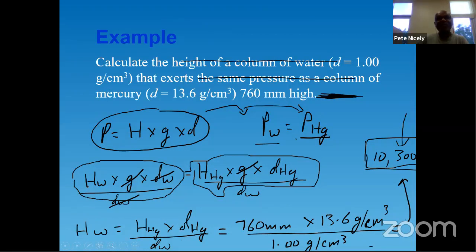And then I put the numbers in. 760 millimeters of mercury times the density of mercury divided by the density of water, this is what I got: 10,300 millimeters, all right? So that would be the height of a water column that you would need in order for the pressure to be equal to 760 millimeters of mercury, which would be the height of a mercury column.